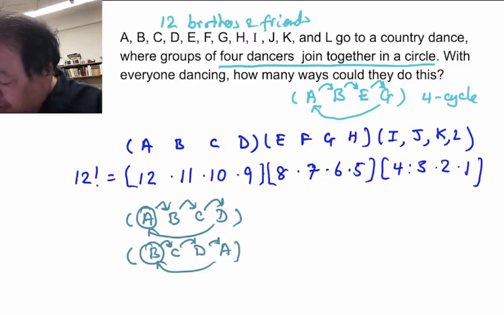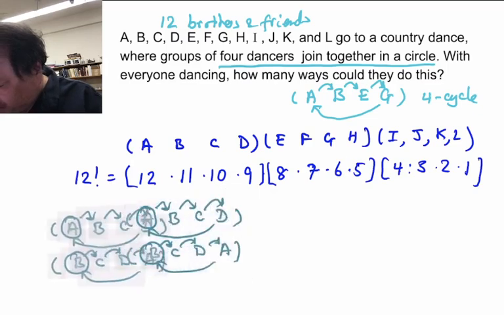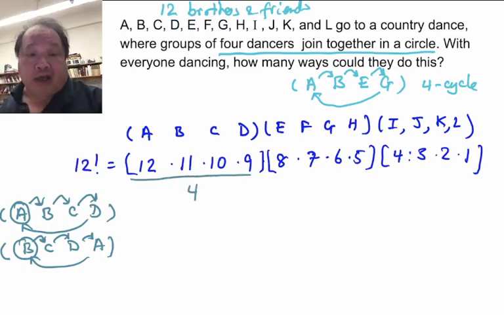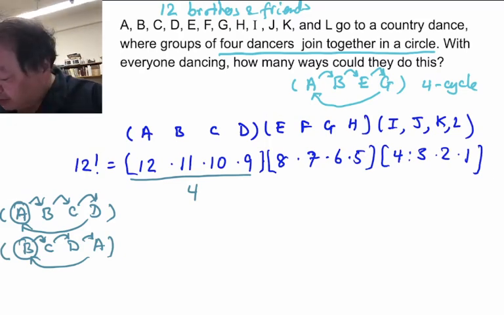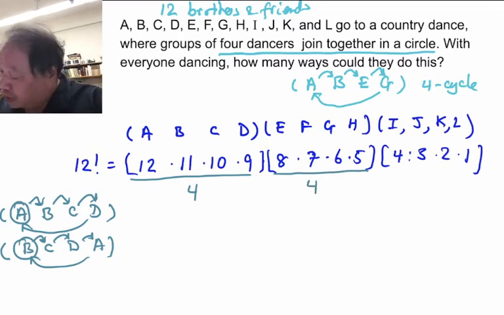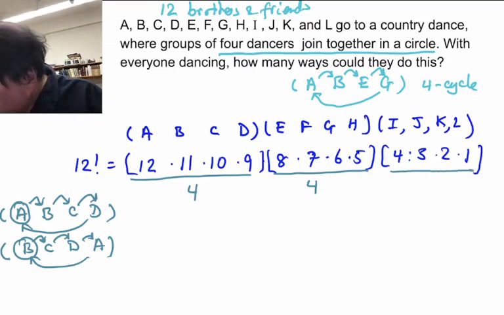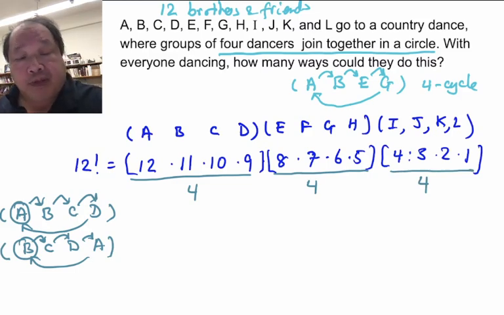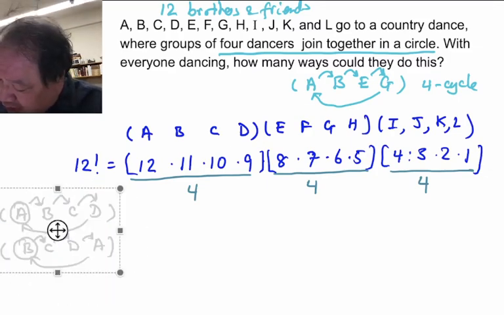So with that in mind, we see that one way that we've overcounted is that we need to divide the first group by 4. There are 4 different ways of having that 4 cycle, A, B, C, D, that are just the same. The second group, there's a 4. And in the third group, I, J, K, L, there are 4 different ways I can write those 4 letters in that same sequence, forming the same team in the same circle. There is a second way that we've overcounted. So pause the video and see if you can come up with a second way that we've overcounted.